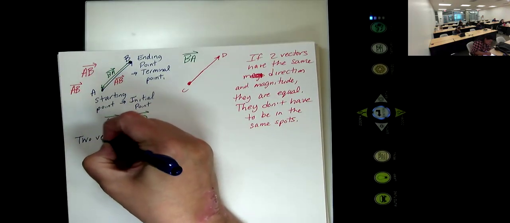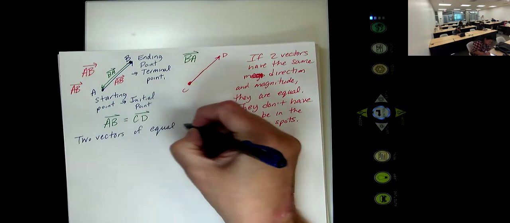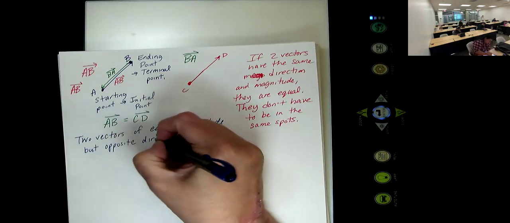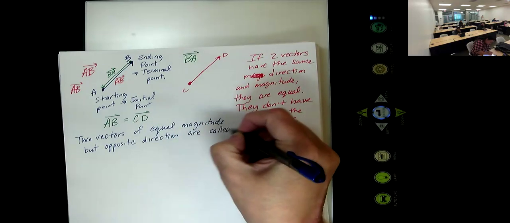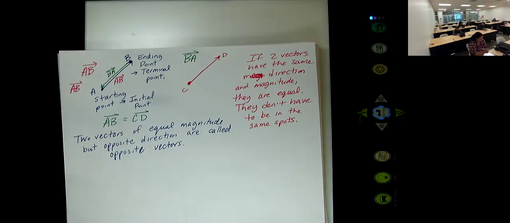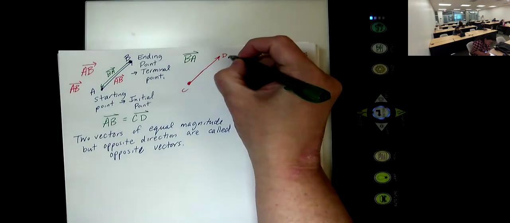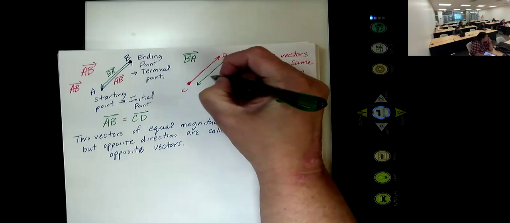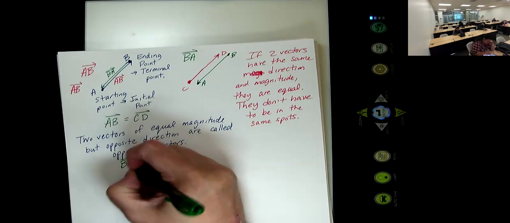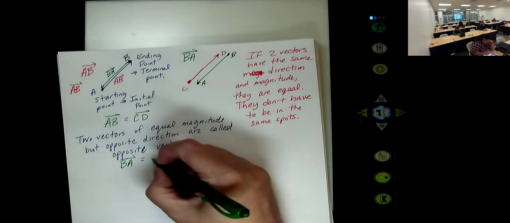Two vectors of equal magnitude but opposite direction are called opposite vectors. So if I moved BA over here to kind of illustrate it, I could say BA equals, the way we do it, we would say negative CD.